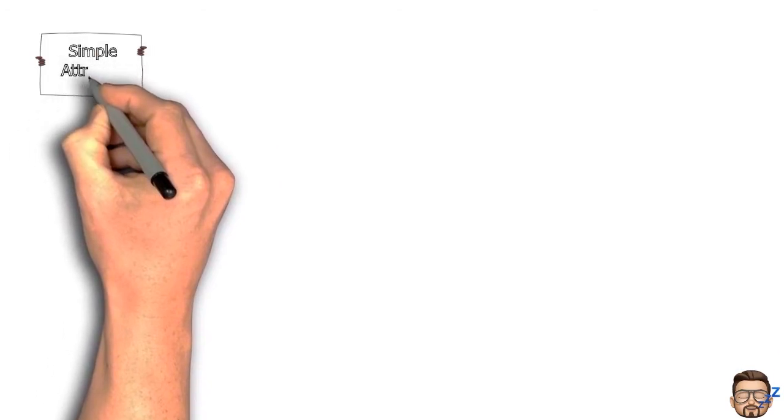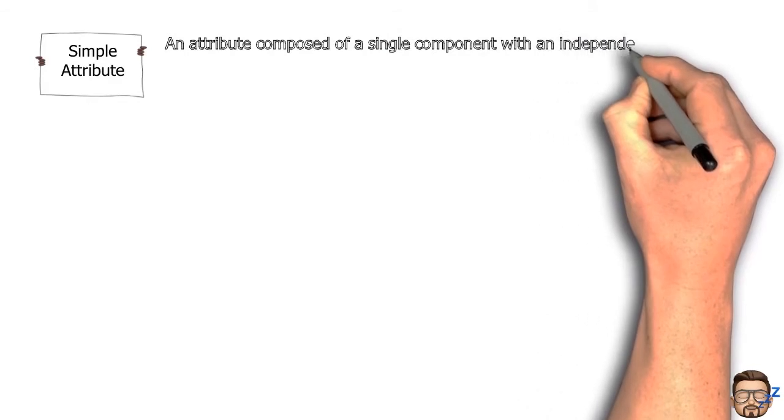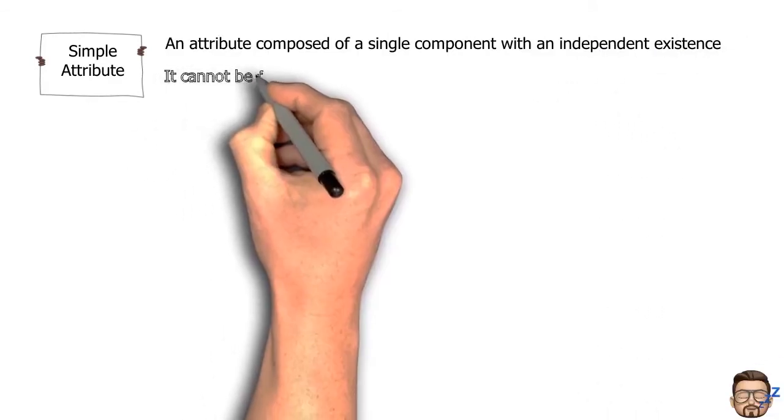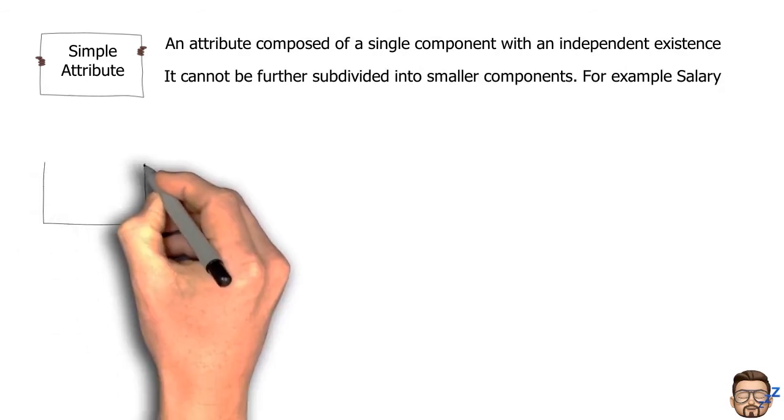Simple attribute is an attribute composed of a single component with an independent existence. It cannot be further subdivided into smaller components. For example, salary.